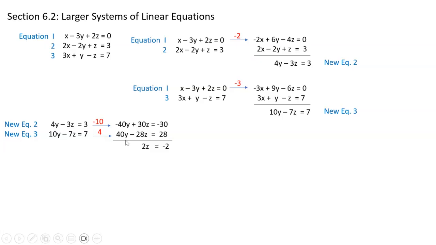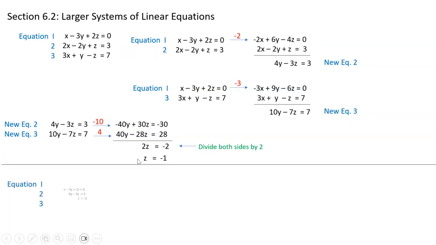Now, if we add them, you've noticed the y's got eliminated. So 30z minus 28z gives us 2z. And negative 30 plus 28 gives us negative 2. Now I divide both sides by 2. So z equals negative 1. I got my z. Now I need to solve for x and for y.